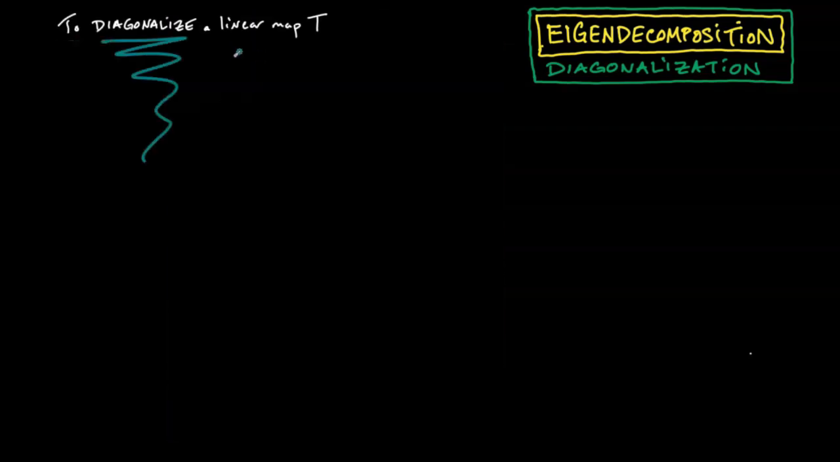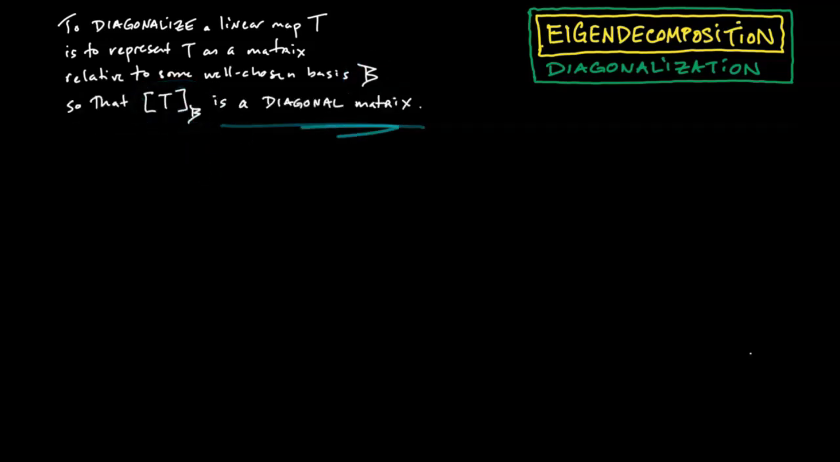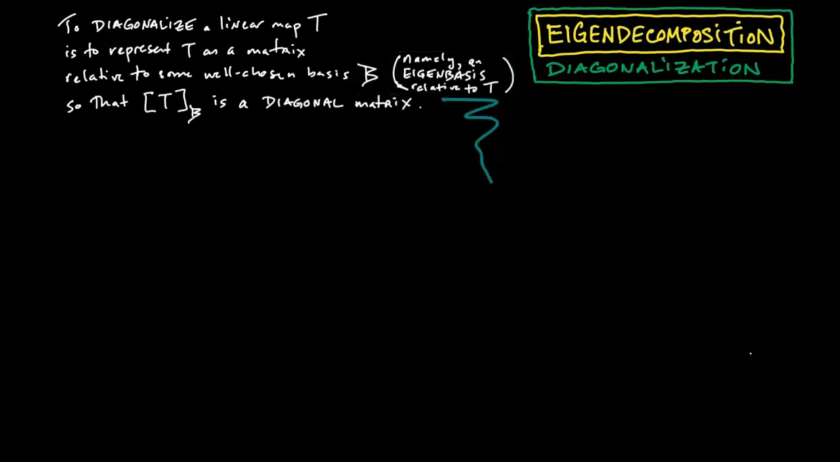To diagonalize a linear map T is to represent T as a matrix relative to some well-chosen basis B, so that T's matrix representation relative to B is a diagonal matrix. And what we saw last time was that the way to do this, the way to find that well-chosen basis B, is to use an eigenbasis relative to the map. If we can find such an eigenbasis, then the matrix representation of the map relative to it will be diagonal. And if there is no such eigenbasis, the map cannot be diagonalized.